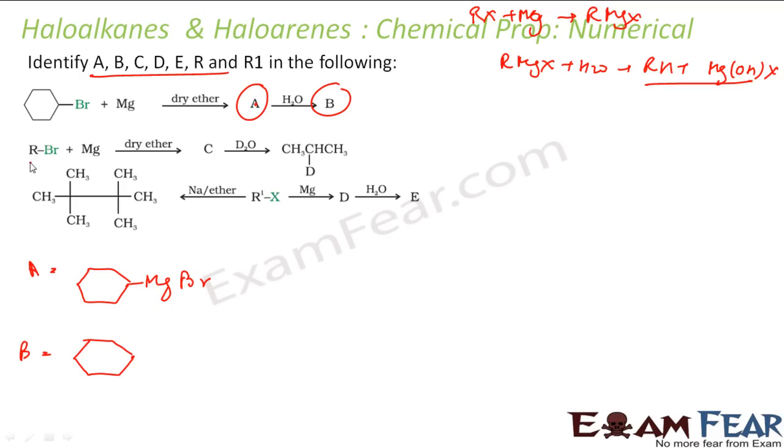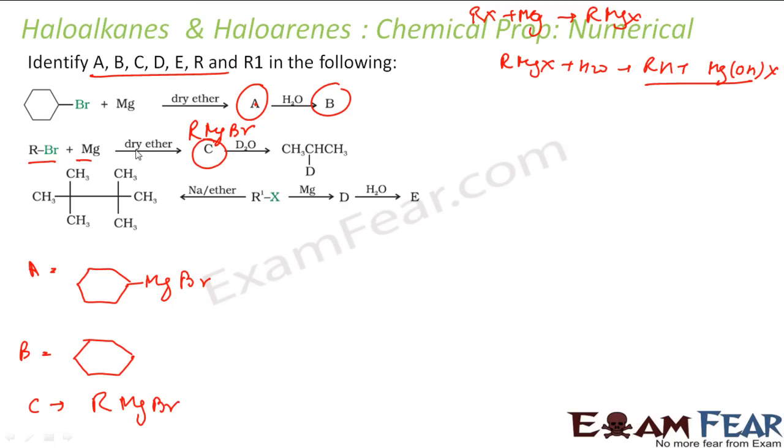Now we have RBr plus Mg in dry ether. Again, we'll get RMgX kind of thing. So here we'll get RMgBr. Let me write C as RMgBr. C is also done.